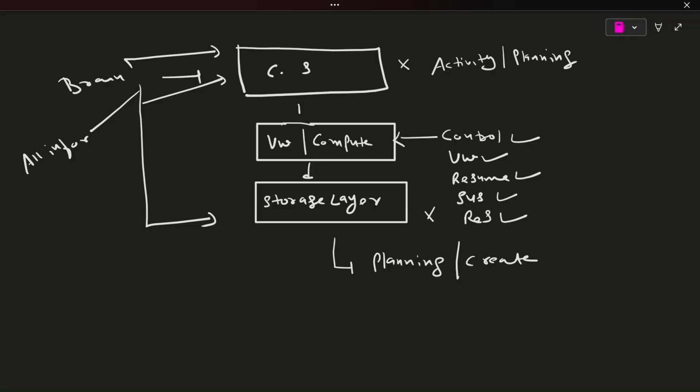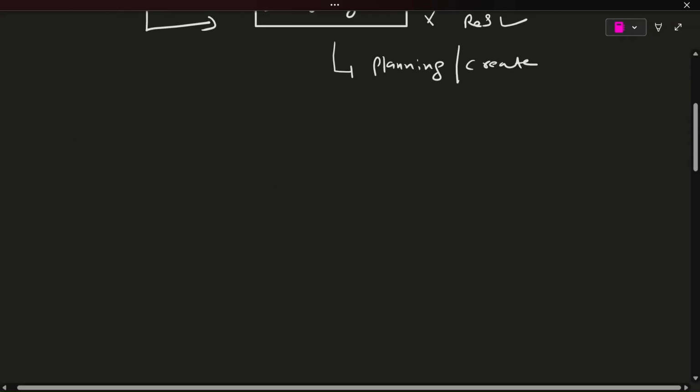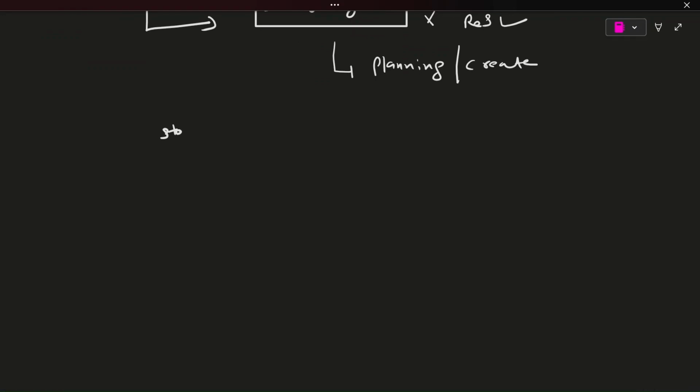So basically cloud service is the decision maker. This is the brain, the control plane, which drives your virtual warehouse or compute part, and it drives your storage part also. So today we will be mostly around our storage layer only. Now, in the storage layer, how is my data saved?